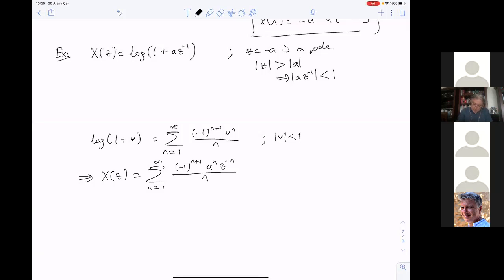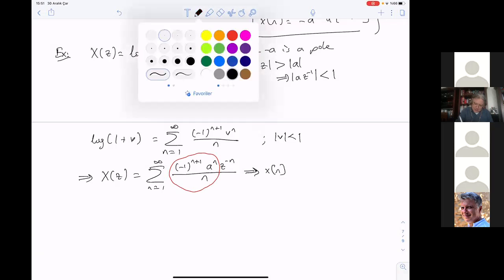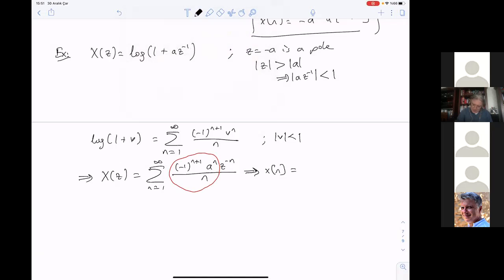Now, from here, can you tell me what is x of n? x of n is anything that multiplies z to the minus n, right? Because that's what it is. This part, everything that multiplies z to the minus n in the z transform summation, they are the coefficients of x of n. So x of n is equal to that, which is minus 1 to the power n plus 1, a to the n over n.